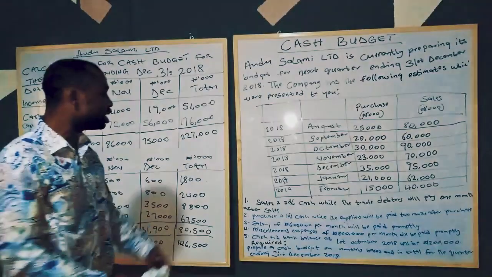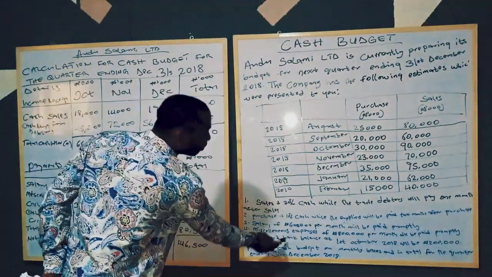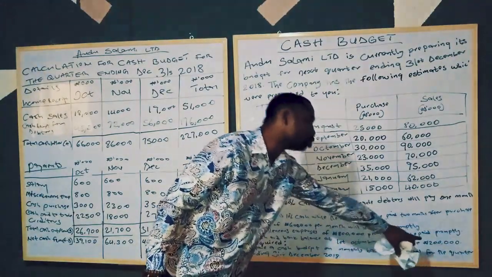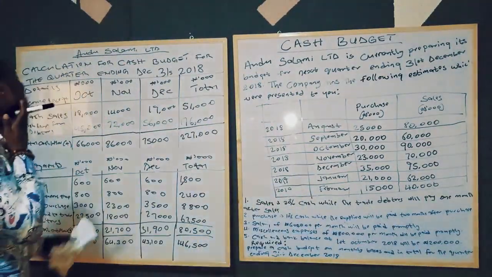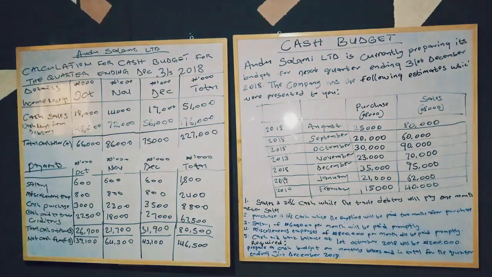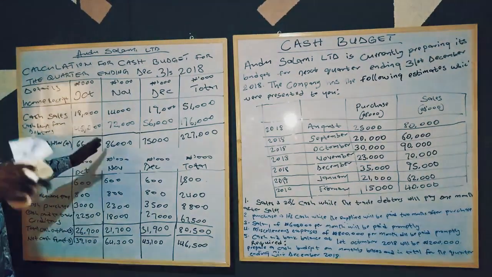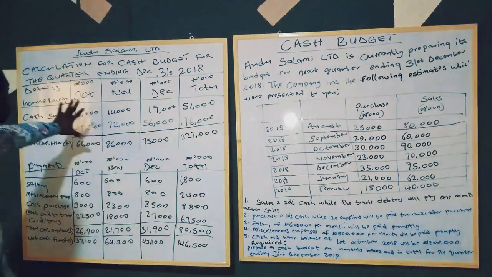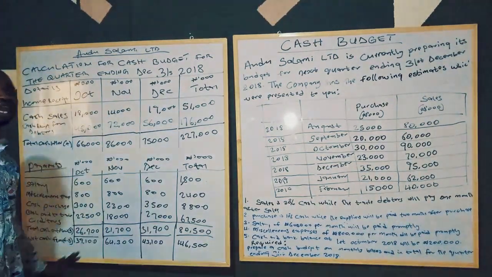From the information given, the cash and bank balance at 1st October 2018 is 200,000. That is the balance brought forward, the balance that October starts with. It does not include any of the calculations that we've made here.